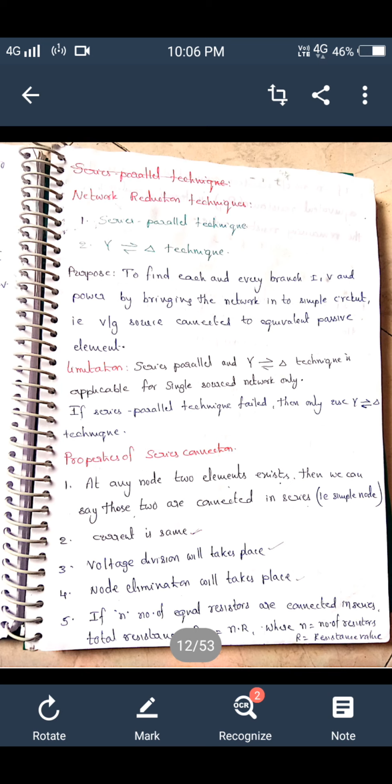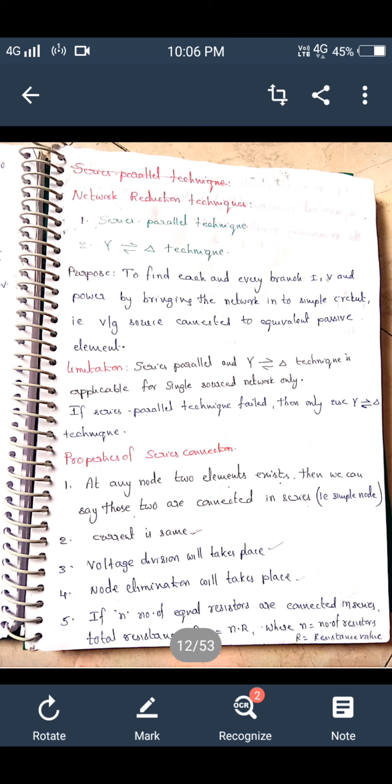The main aim of these techniques is also to find each and every branch current, voltage, and power. Now in our syllabus, the network reduction techniques are the series parallel technique and the star to delta or delta to star technique. But the main disadvantage, the limitation of these techniques, is that they are applicable to single source networks only.